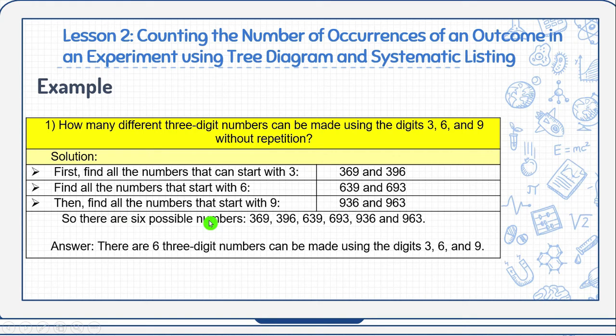Okay, base sa nakuha natin dito, meron siyang 6 na possible numbers. So, we have 369, 396, 639, 693, 936, at saka 963. So, ang ating answer dito sa question na how many different 3-digit numbers can be made using the digits 3, 6, and 9 without repetition, walang repetition po siya, ang answer ay there are 6 3-digit numbers that can be made using the digits 3, 6, and 9. Okay, kasi without repetition po siya. Okay, so that's for the first example of our systematic listing.